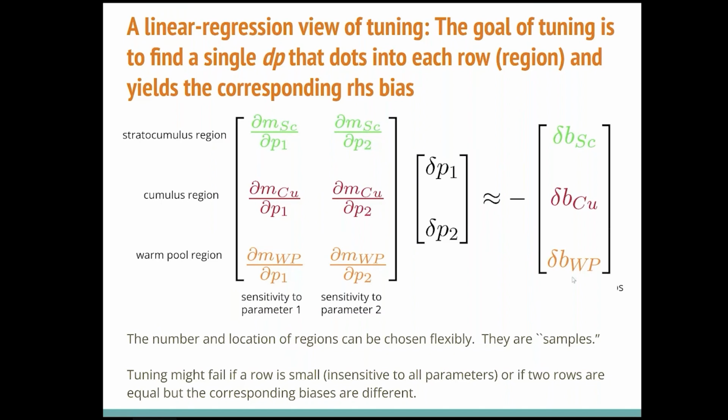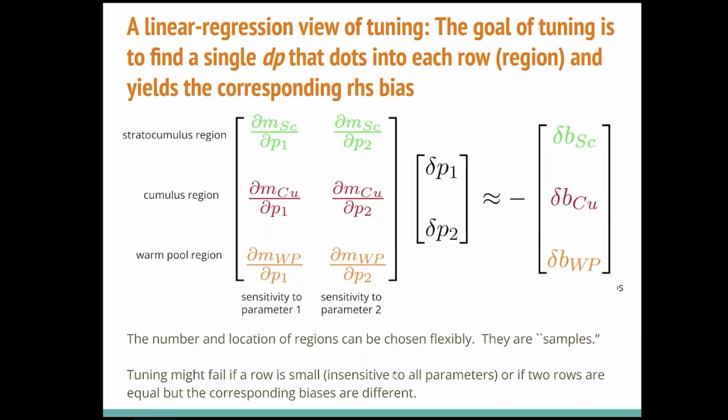We choose some parameters. Here we've chosen 2, P1 and P2, and we want to dot those into this sensitivity matrix in order to try and tune away these biases. So the sensitivity matrix, basically it's based on a Taylor series, and it's the sensitivity. So in the stratocumulus region, this element gives a sensitivity to P1, this element to P2. These are the sensitivities for the cumulus region, and so on.